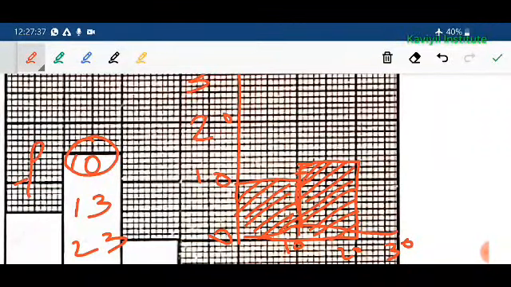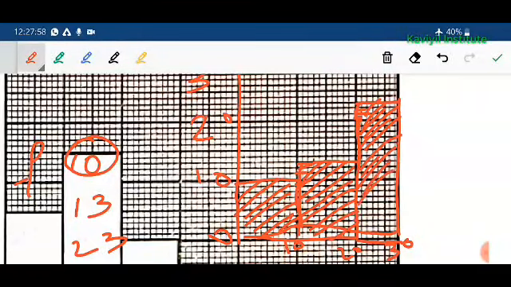So we know that up to here it is 20. Then from here we will count 20, 21, 22 and 23. So this is the area. Understood? So in this manner we will just complete the graph, and we will shade it.